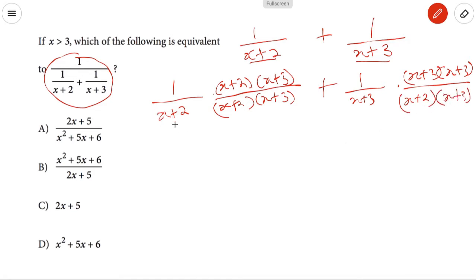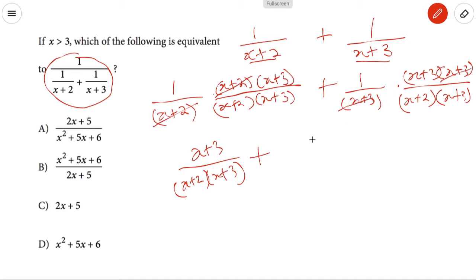Now, if you try to carry out this multiplication, you'll find out that the x plus 2 at the bottom divides through into the x plus 2 at the top. So you end up with x plus 3 over x plus 2 times x plus 3, plus, same thing here, this divides into this, x plus 2 over x plus 2 times x plus 3. Now, they have the same denominator, which wasn't the case initially when we started right here.